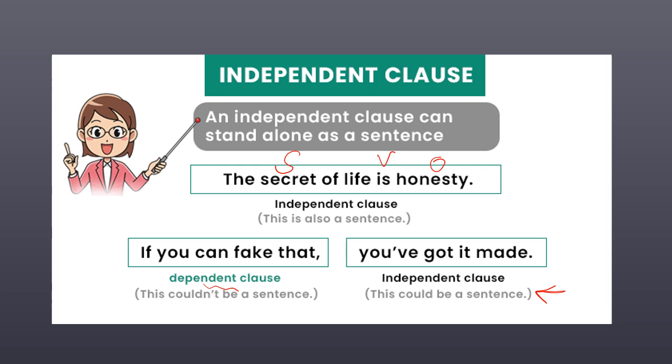Another example, if I say, "When I went to the mall, I met my friends." So when I went to the mall, what happens? This one is dependent because it doesn't give a complete meaning. "I met my friends." This is a real sentence. There is a subject, verb, and object. Okay.